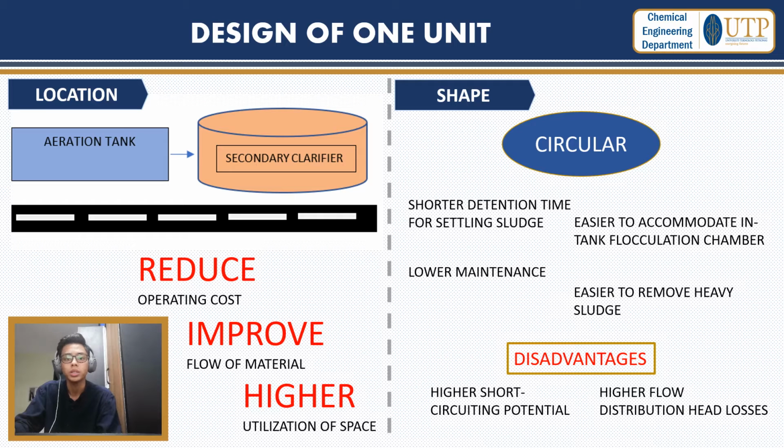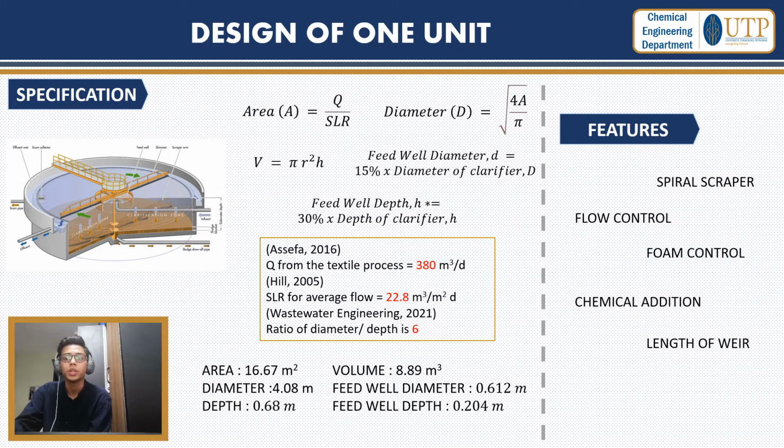For clarifiers, there are two shapes available, which are rectangular and circular. Circular has been chosen for the secondary clarifier as it will have shorter detention time for settling sludge, it is easier to accommodate an in-tank flow collection chamber, it has low maintenance, and lastly, it's easier to remove heavy sludge. The downside of using a circular clarifier is that it will have higher short circuiting potential and higher flow distribution head loss.